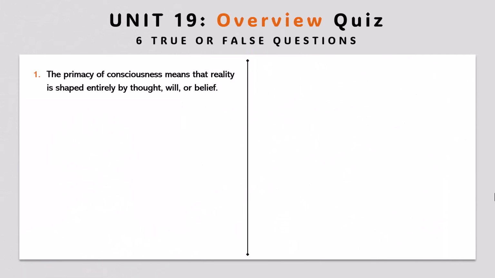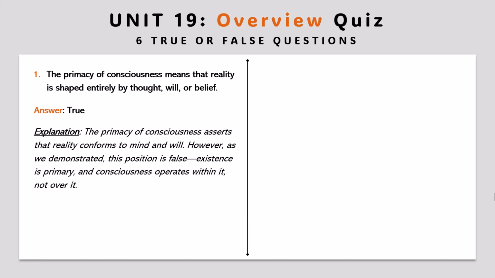In this exercise, there are 6 true or false questions. Question number 1. The primacy of consciousness means that reality is shaped entirely by thought, will, or belief. Answer: true. Explanation: the primacy of consciousness asserts that reality conforms to mind and will. However, as we demonstrated, this position is false. Existence is primary, and consciousness operates within it, not over it.